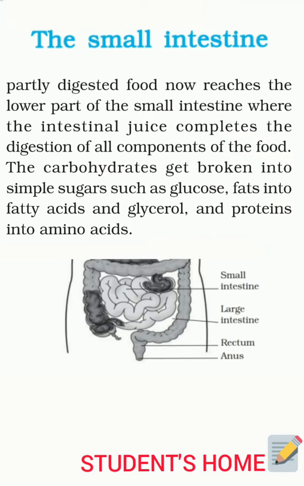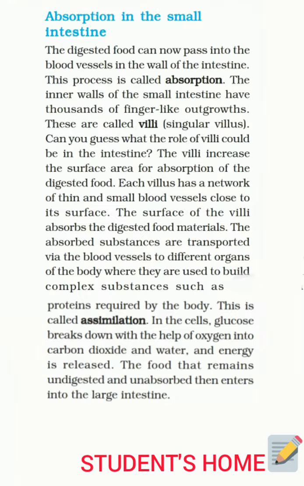into amino acids. Now coming to the next portion, class, we have broken down the complex food components into their simpler forms. Now comes the job of absorption. So, absorption in the small intestine. The digested food can now pass into the blood vessels in the walls of the intestine. This process is called absorption.